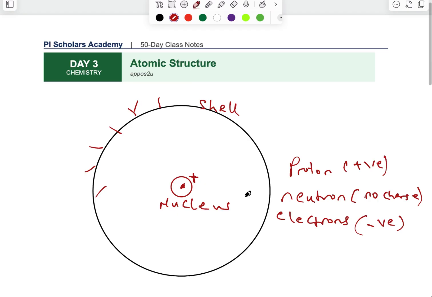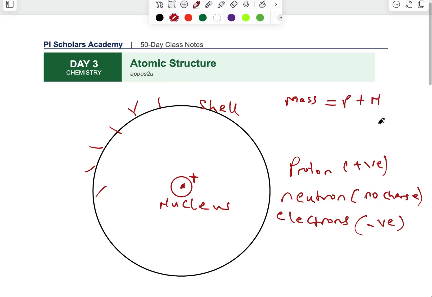Dividing them into two, we have the nucleus and we have the shell. The nucleus, what do we find there? We have the proton and the neutron. The electrons are always found on the shell of an atom. Now, going further, like I said, the mass of an atom is concentrated at the nucleus. So therefore, the mass number of an element is always the sum of the protons plus the neutrons.